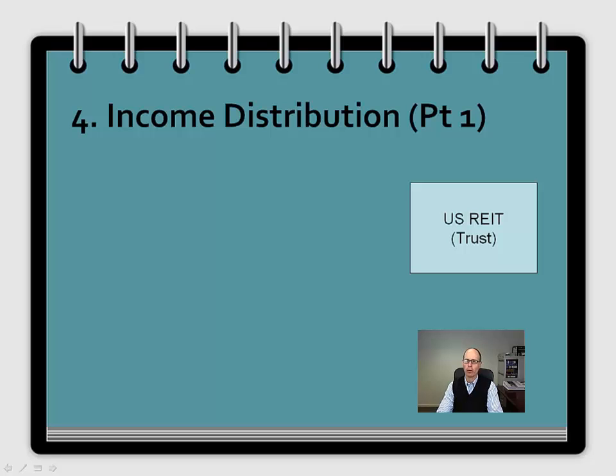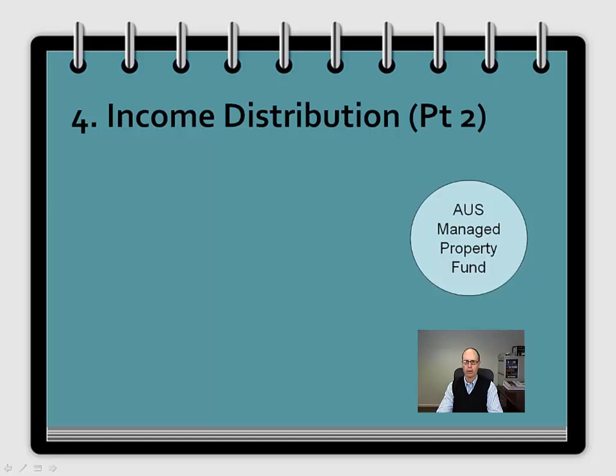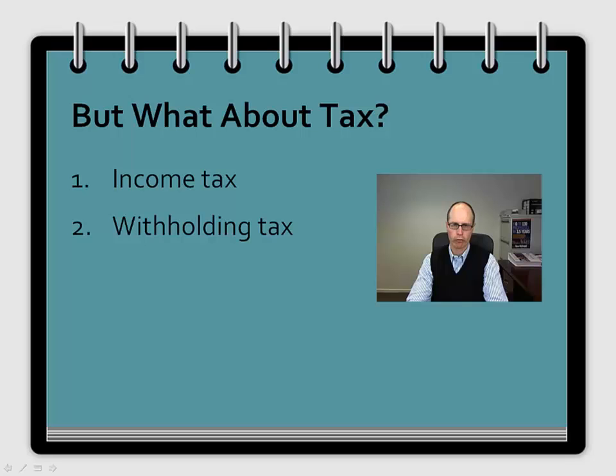Working our way back up then, we have the US Real Estate Investment Trust, which will make an income distribution back to the Australian Managed Property Fund, which is the rent that's collected, the realised capital gains and the loan interest. We then have the Australian Managed Property Fund that makes 6 monthly distributions back to you of the rent, the realised capital gains and the loan interest.